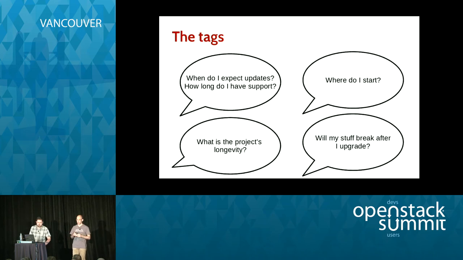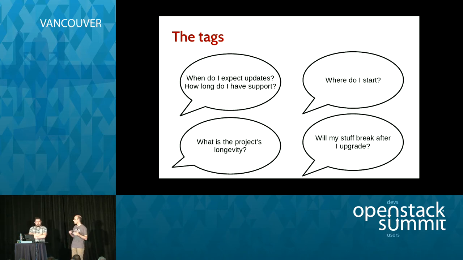On the tags side, we've been looking for questions that are interesting to provide answers for. We've been answering the question, when do I expect updates? How long do I have support? Is this something that will be released every 6 months? By creating tags describing the release model. We've also been addressing the question of the long-term longevity of a project by creating a tag that describes if a team is diverse. Is the team producing the project coming from a single company that might change strategy and just drop it?